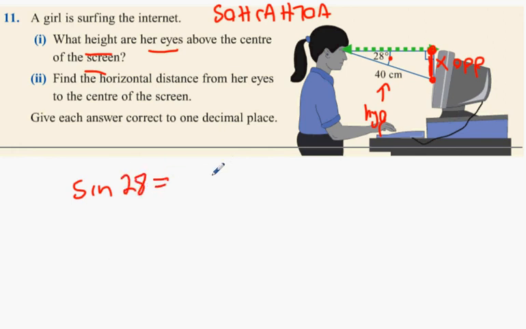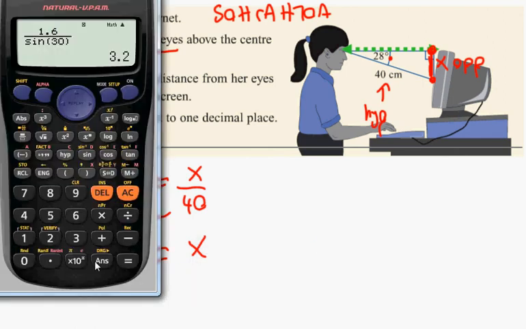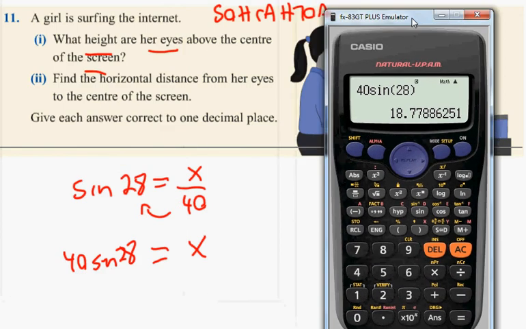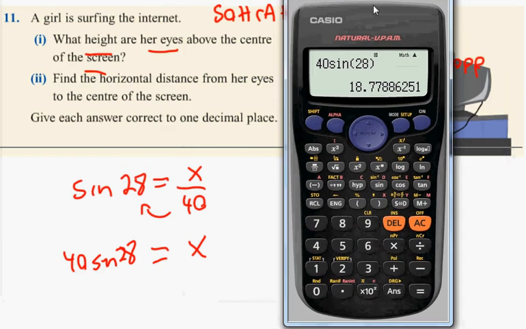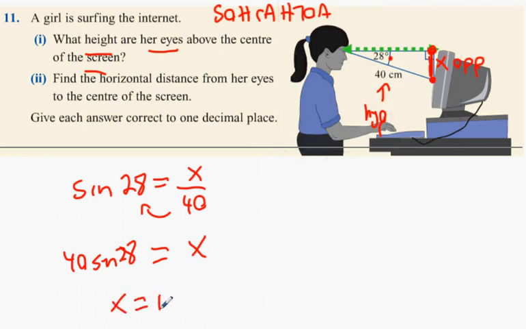Sin what? Equals opposite side, which is x over 40. So x equals 40 sine 28. Anybody? 18.77. How many decimal places? It doesn't say, does it? So let's go 18.78. Oh, one decimal place, here we are. 18.77 rounds up to 18.8. X equals 18.8.